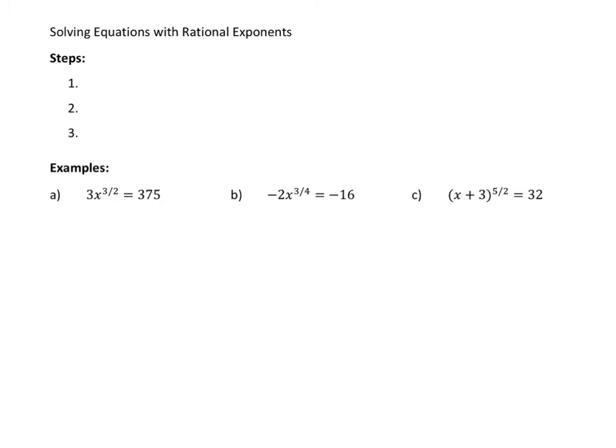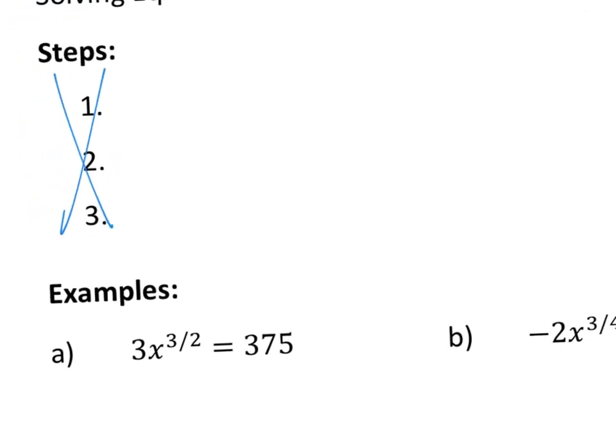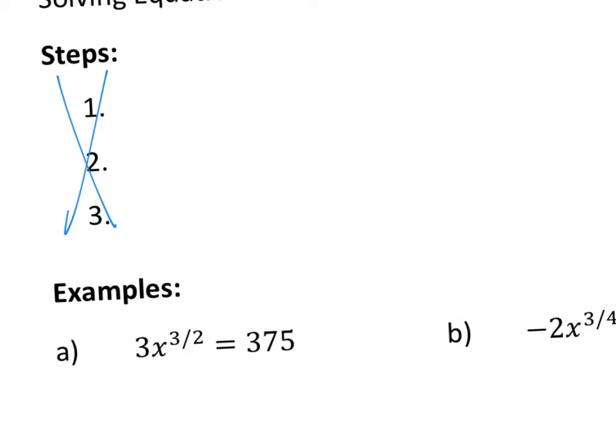Okay, so on your note sheet on page 6, we actually crossed off these steps, and I said that the thing that you really needed to know is that you needed to raise to the reciprocal power to cancel the exponent.